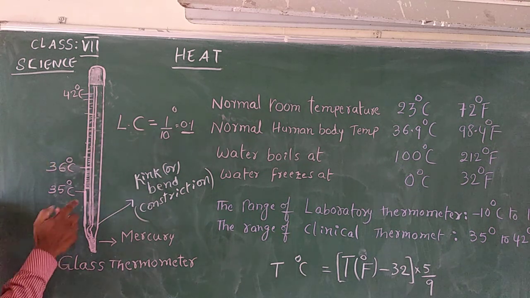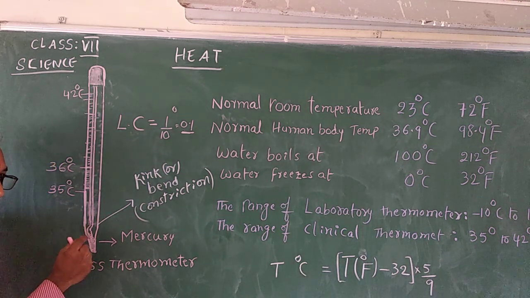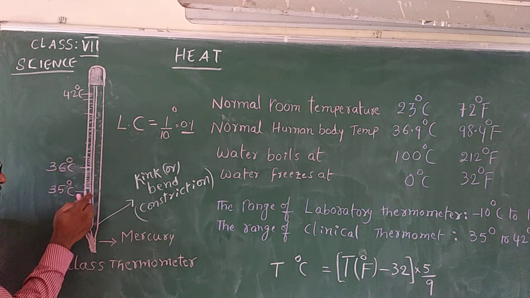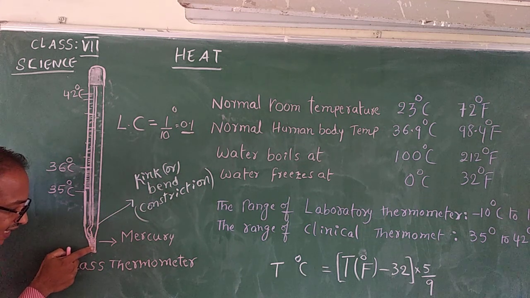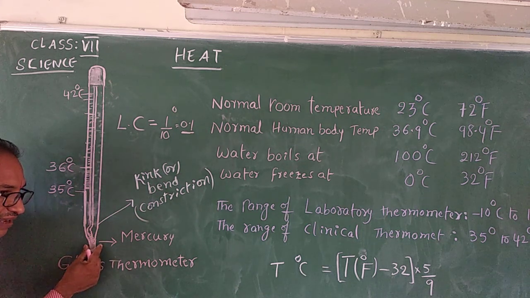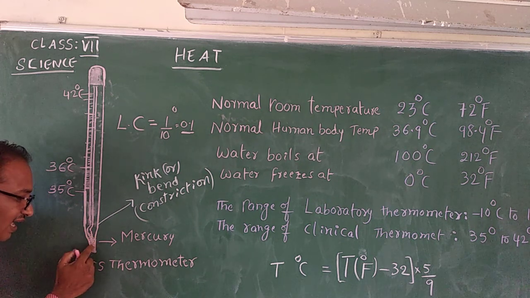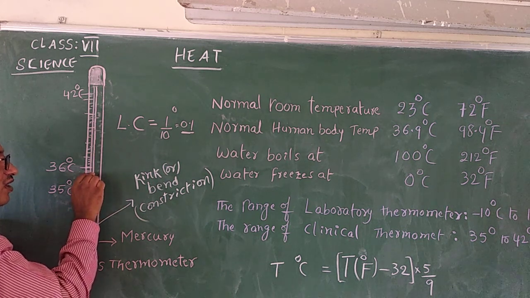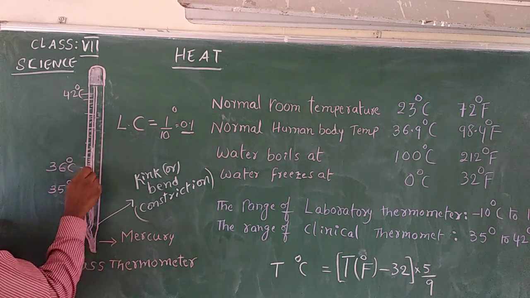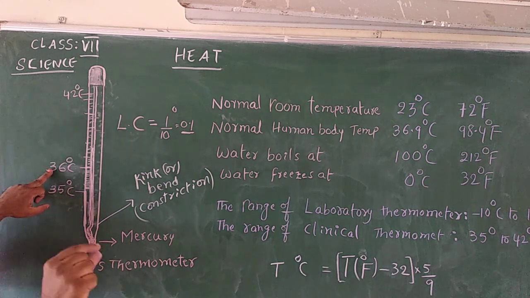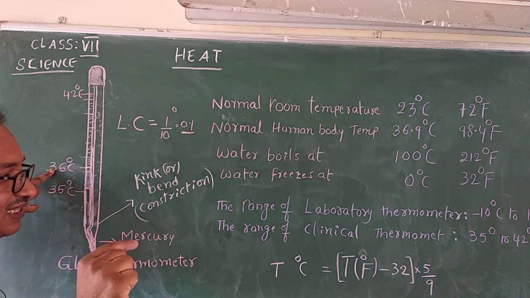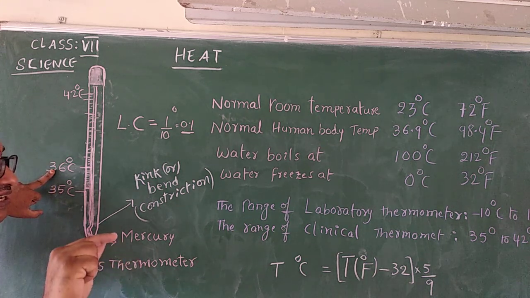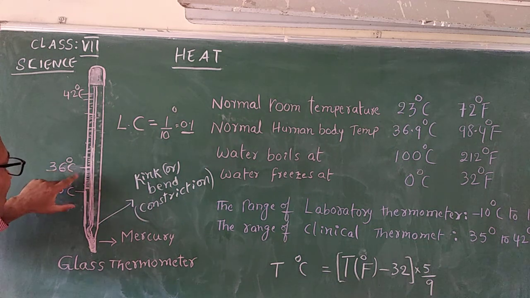Now I will explain how to measure the temperature of a human being. Suppose the mercury is here. By absorbing heat, the mercury will expand and move like this. Here we can see the reading and say that the person's body temperature is 36.9 degrees Celsius, or yes, his body temperature is 37 degrees Celsius. Like this, we can say by observing here.